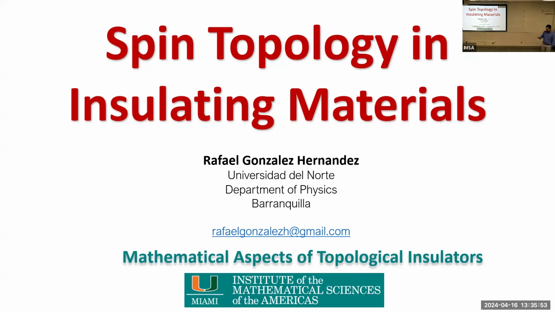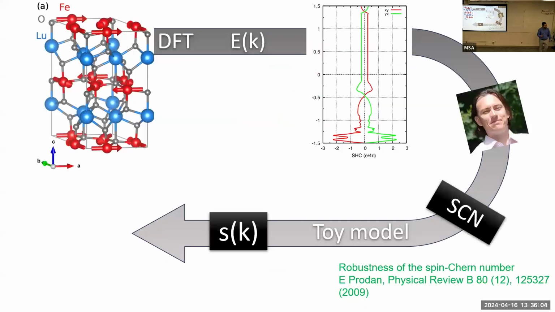Rafael, thank you for the introduction, and thank you all for being here. Thank you to the Institute for accepting our idea of this workshop. I'm going to talk today about the spin topology in insulator materials, and I'm going to tell the story about that. We start with this really weird material, manganese iron oxide.